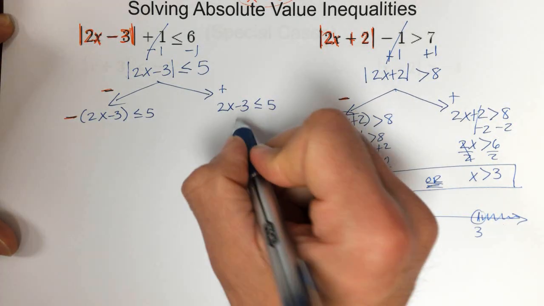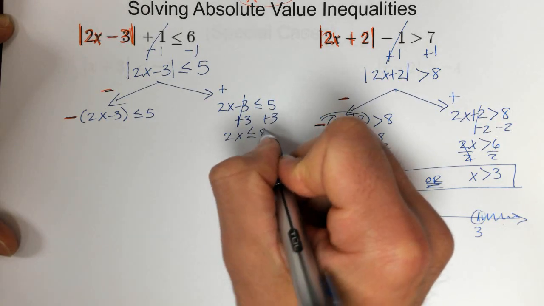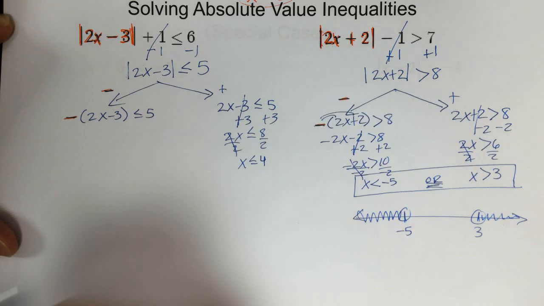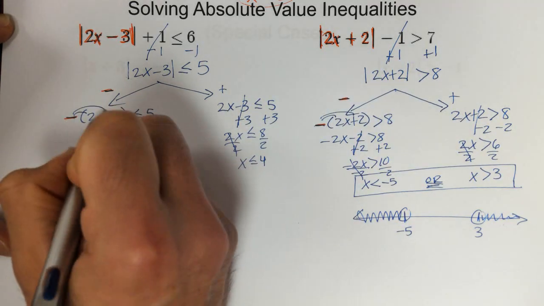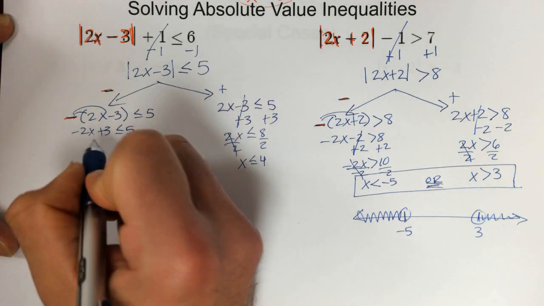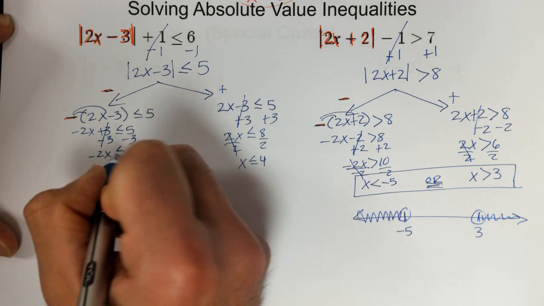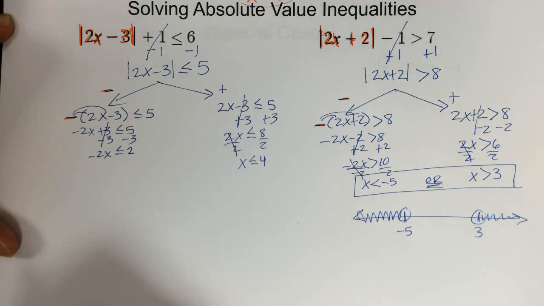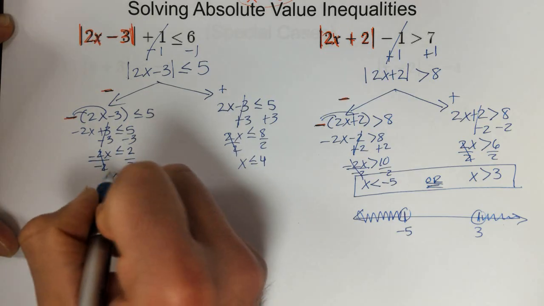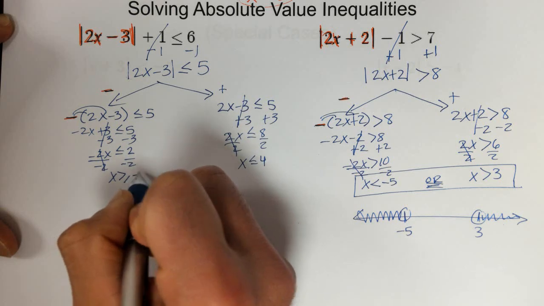Or over here, we're going to move the 3 over. 2x is less than 8. Divide by 2. X is less than or equal to 4. Over here, when you distribute, you'll get negative 2x plus 3. Move things to the other side. Negative 2x is less than or equal to positive 2. Divide both by a negative. The sign flips, right? This turns into negative 1.